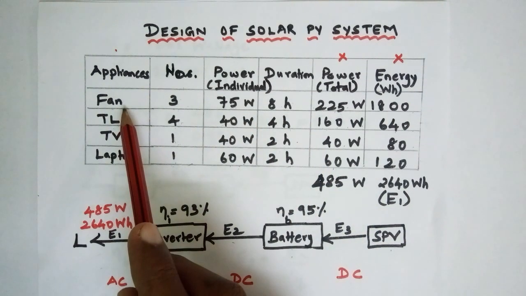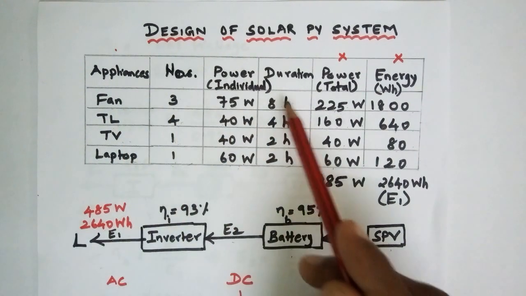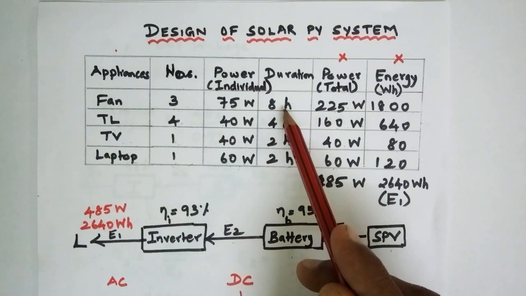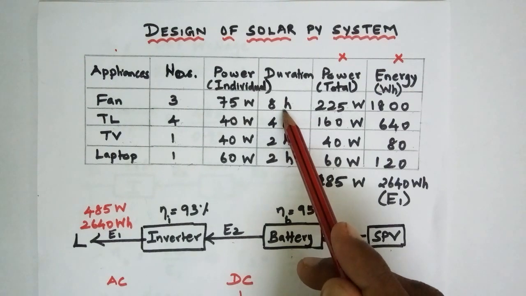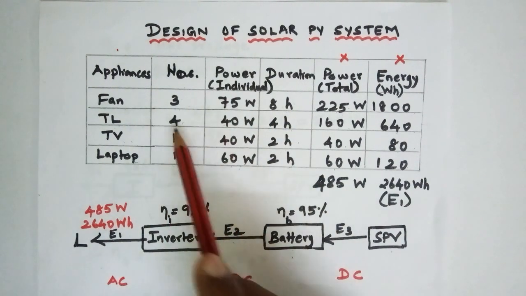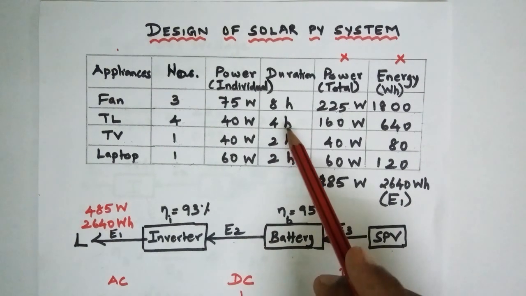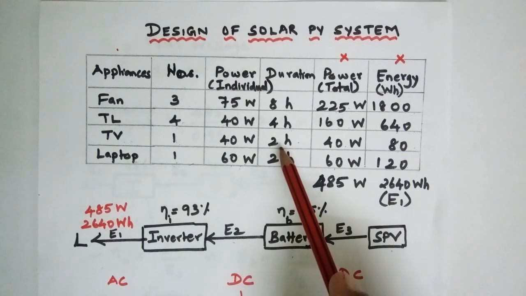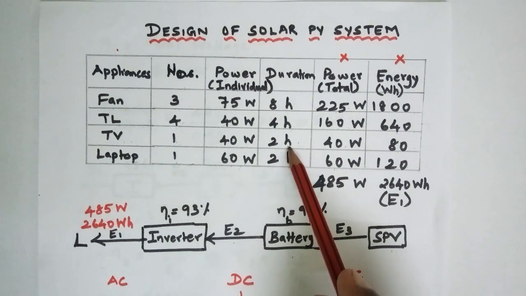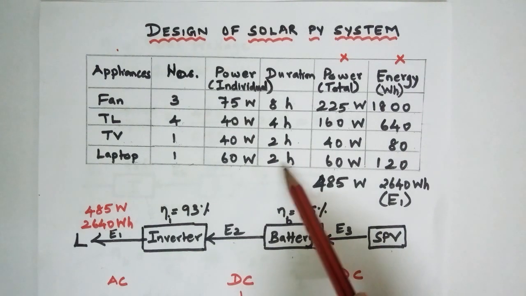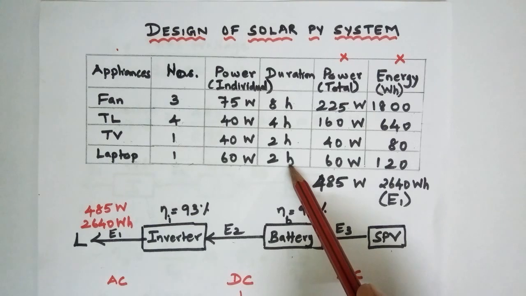The 3 fans run for a duration of 8 hours, the 4 tube lights run for 4 hours, the TV is switched on for 2 hours, and for 2 hours the laptop is switched on.